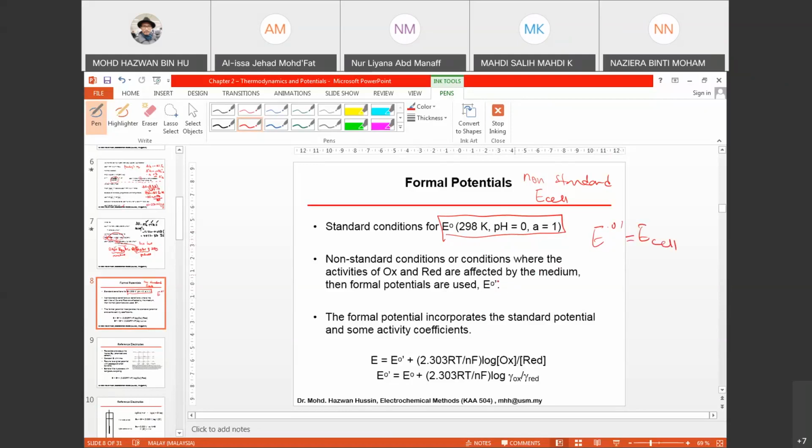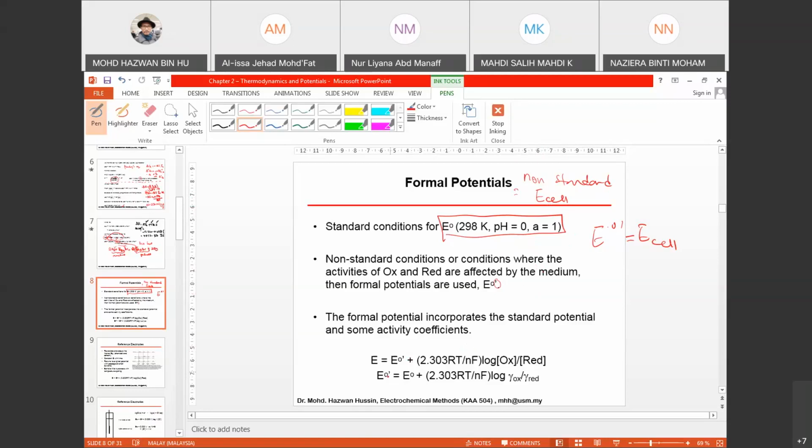I don't really prefer this, because some students might get confused when they see the naught and say, oh, it is a standard. No, because you see there's a prime over here, so this actually means that it is non-standard. But normally they use this to relate it to the formal potential. As I said, formal potential is defined as a non-standard condition potential. Then we always call it E cell, in the previous slides before.